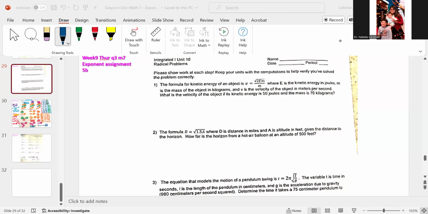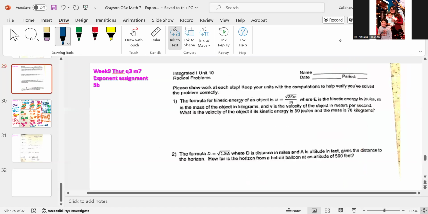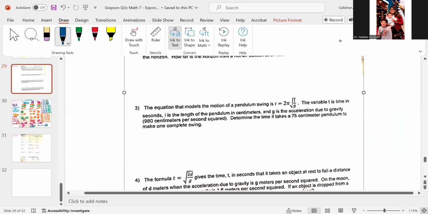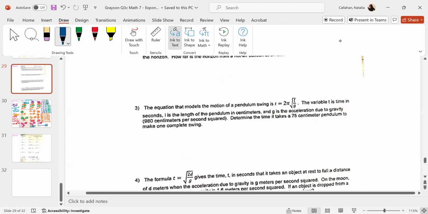So this is the second assignment on week 9 Thursday. Well, technically it's not exponents anymore, it's radicals, right? All right, so let's take a look at this. Read the first question first.